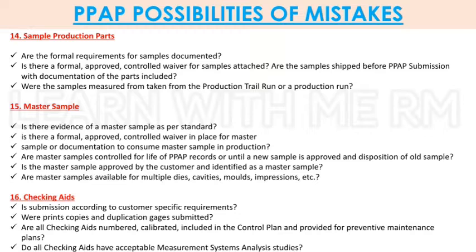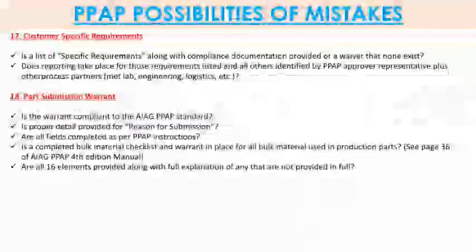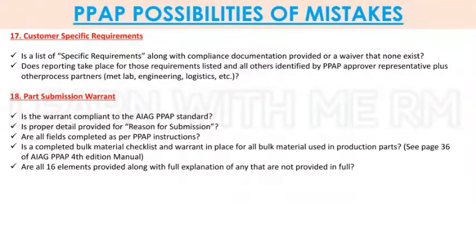16. Checking aids. Is submission according to customer specific requirements? Were prints, copies and duplication gauges submitted? Are all checking aids numbered, calibrated, included in the control plan and provided for preventive maintenance plans? Do all checking aids have acceptable measurement systems analysis studies?